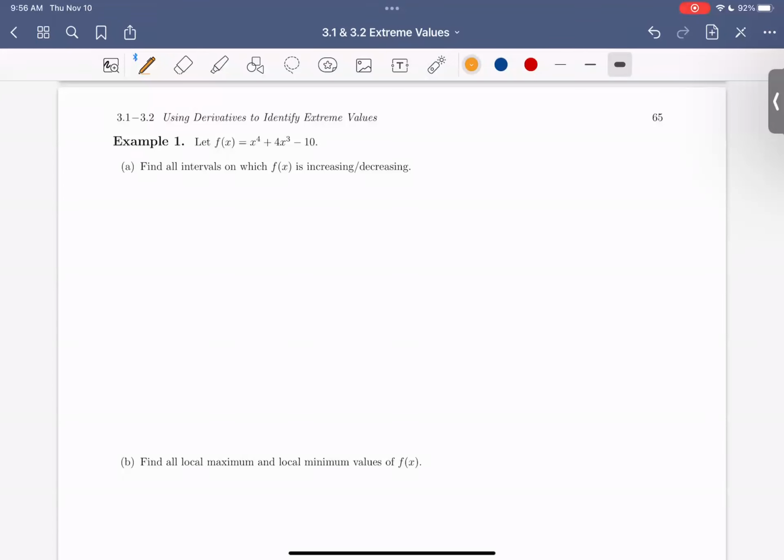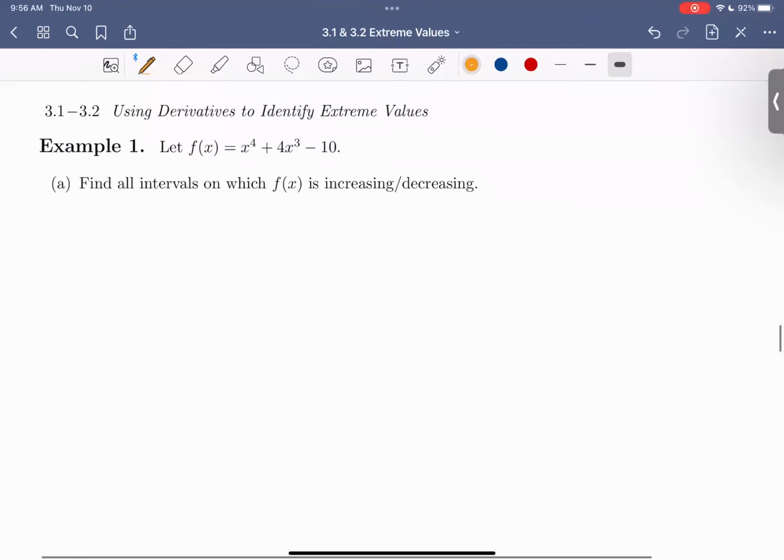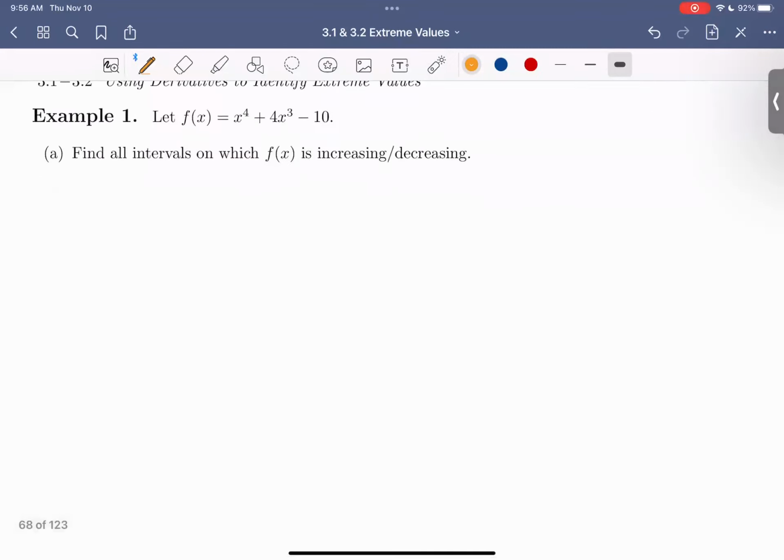In this video, we will look at example 1 in sections 3.1, 3.2 on using derivatives to identify extreme values. So let f of x be the function x to the fourth plus 4x cubed minus 10. In part A, we want to find all intervals on which our function f of x is increasing or decreasing.